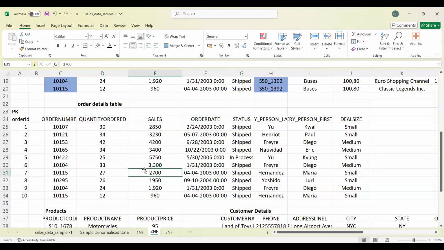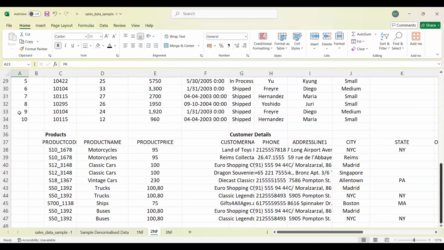Am I clear? We are almost done with the time. If it is clear, please tell me. Yes, ma'am. Clear. So for this table, I created one primary key. Okay. In the same way, let's see for products detail table.